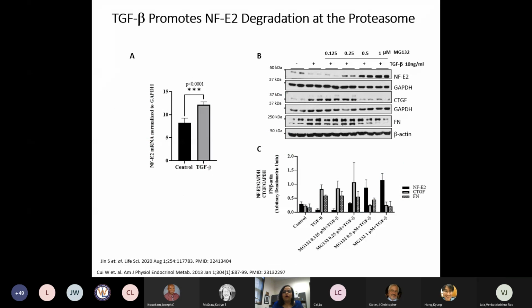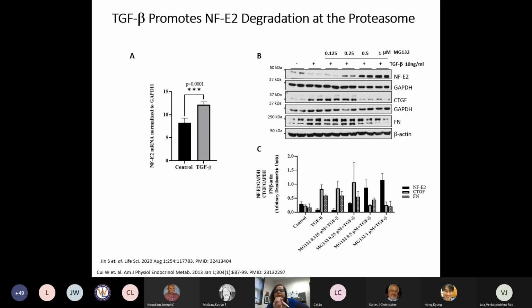To examine the role of the proteasome in degrading NFE2, before that, we first wanted to see if NFE2 is repressed at the transcript level, or if it's regulated by degradation at the proteasome. So we first performed an RT-PCR to examine the expression of NFE2 transcript in control and TGF-beta treated cells, and these results demonstrated that the transcript was formed, but the protein was possibly degraded at the proteasome.